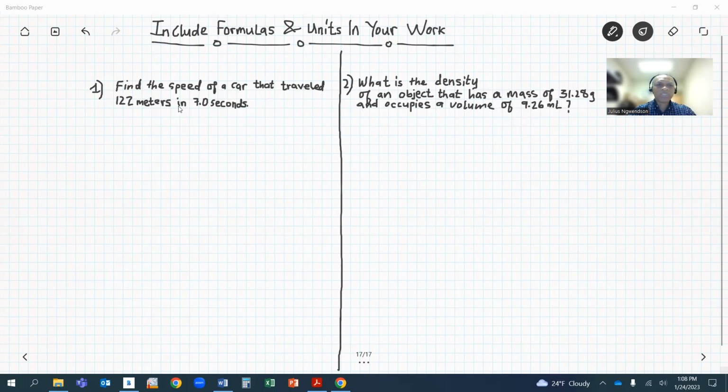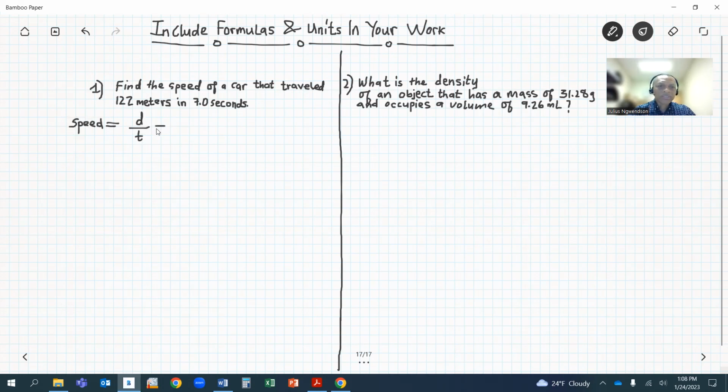So the first question is to find the speed of a car that traveled 122 meters in 7.0 seconds. So what you do is you write speed. This is your formula. Speed equals distance over time. That is the formula you are going to use. So you state the formula first before you put in your numbers and the units.